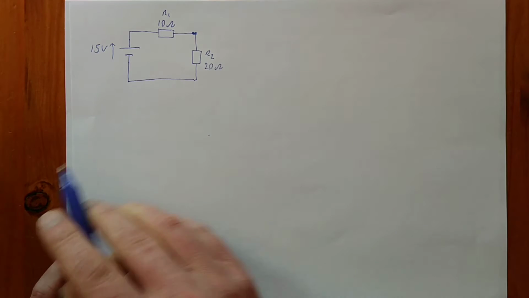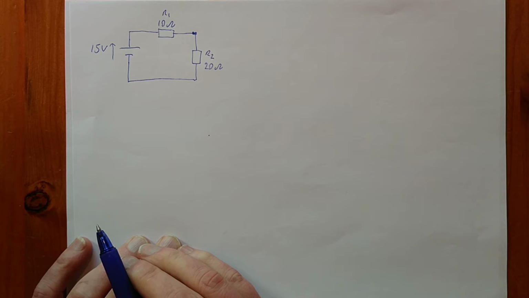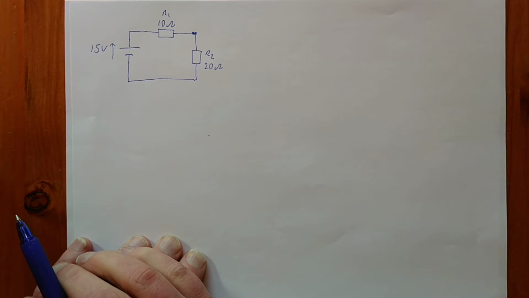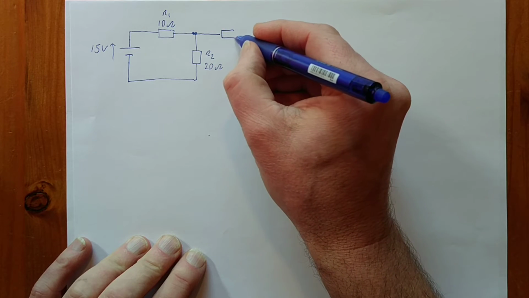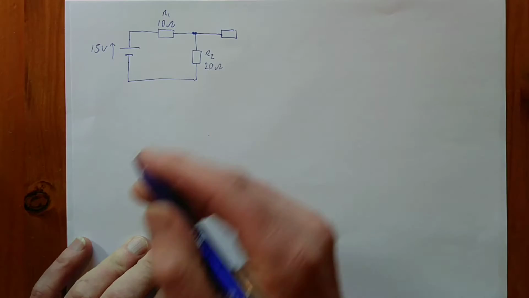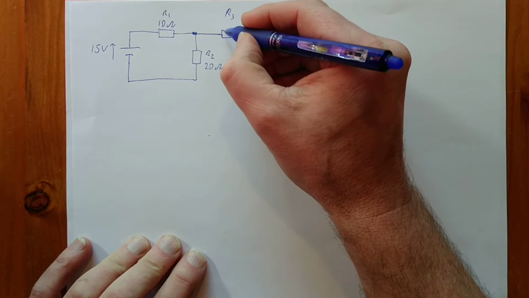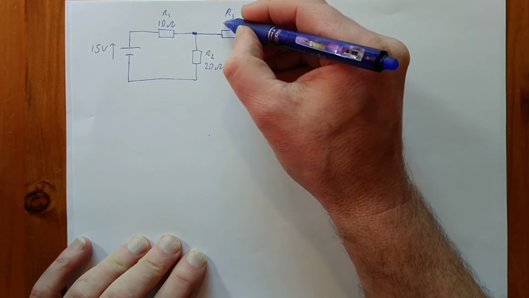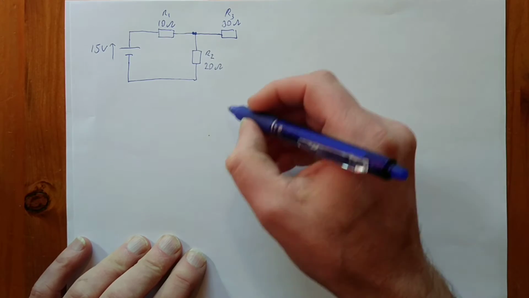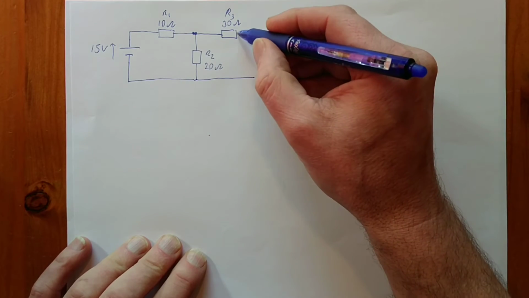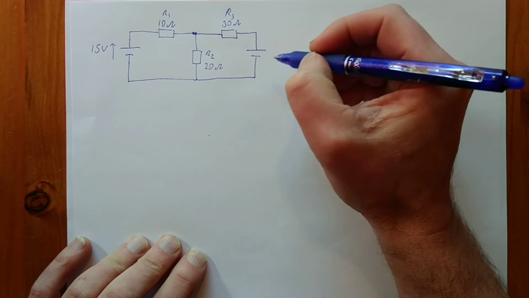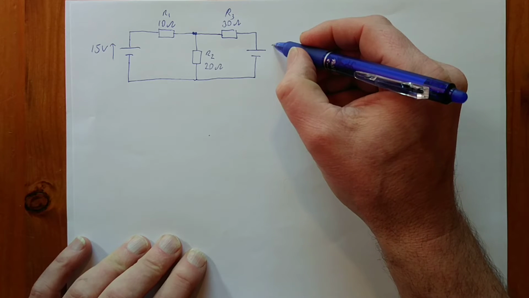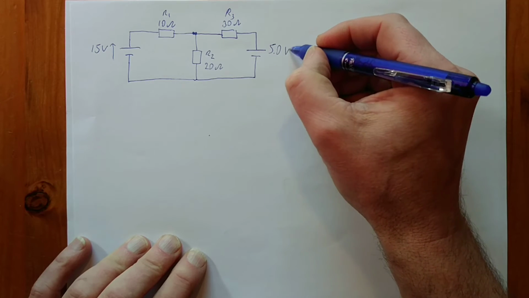And then so far so good. We could now resolve this using ordinary laws, right? These two are now in series. But suppose we put another resistor over here. To follow the pattern, let's call that R3, and say this is 30 ohms, and that will be connected to a cell over here with, say, 5.0 volts.